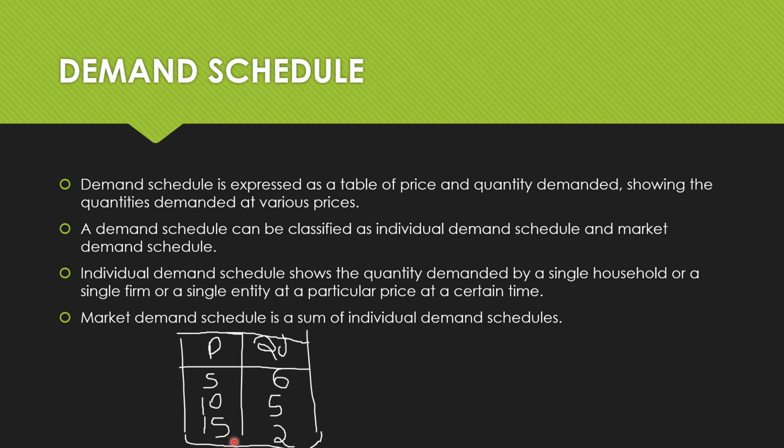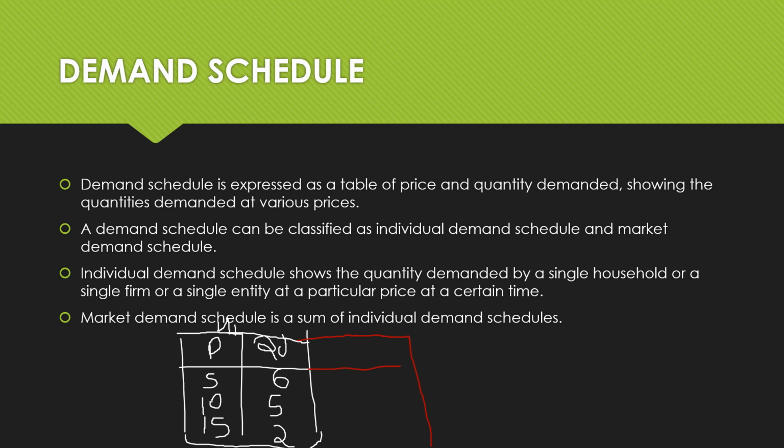Now, the demand schedule can be classified as two types. One is individual demand schedule, the second one is market demand schedule. Now let us say that this particular table is with respect to household 1. Now let's take household 2. This red color one represents the second household.